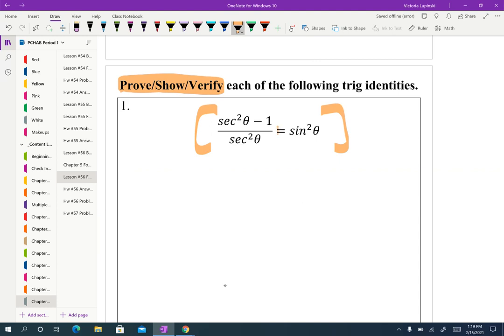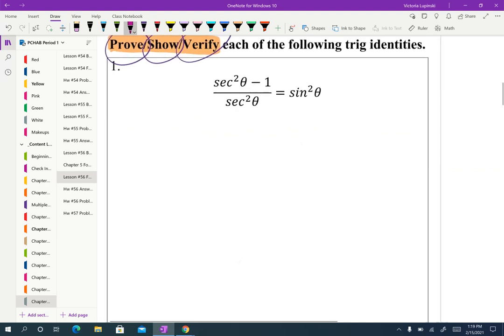Again, just to be clear, you cannot do anything across that equal sign. You are trying to prove or show or verify that they're equal, so you cannot assume that they are equal. If my message to you is to start with the more complicated side first, I'm sure you would agree that the secant squared side has much, much more to be done. So we're going to go ahead and start there.